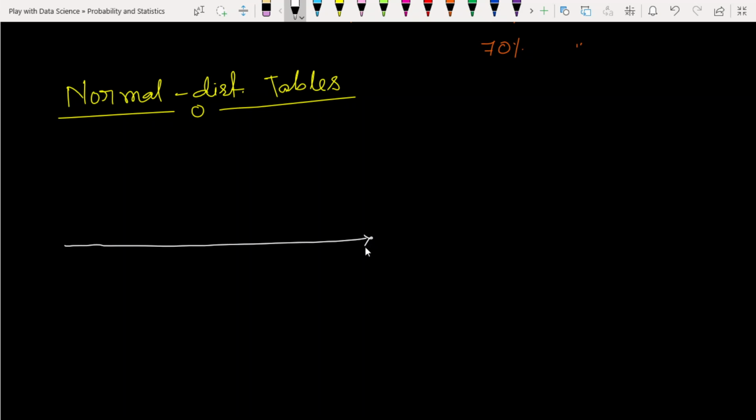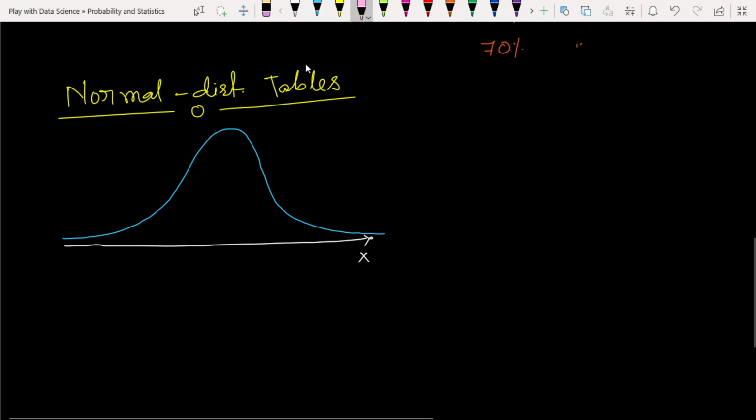Suppose we take this axis and the corresponding distribution, like that. Suppose this is mu, the mean, and this is the corresponding distribution. We are finding the value of the 90%, so we are finding the 90% confidence interval.